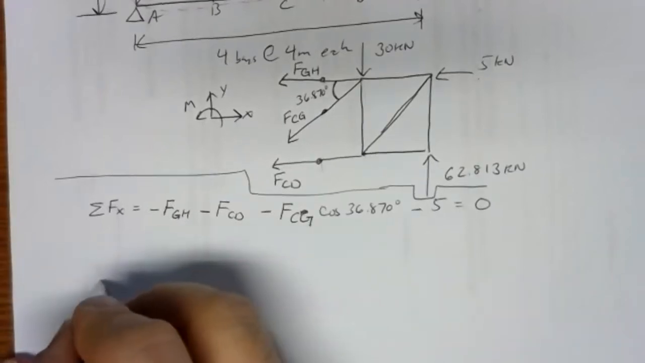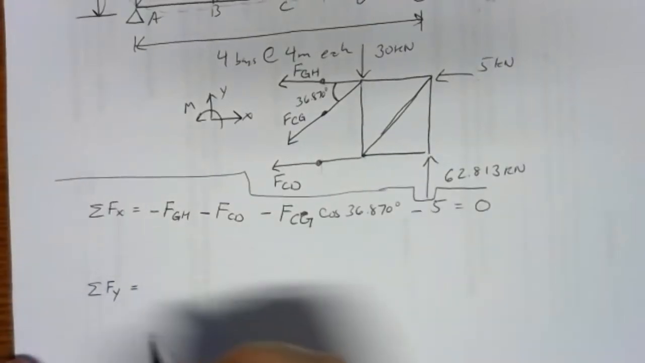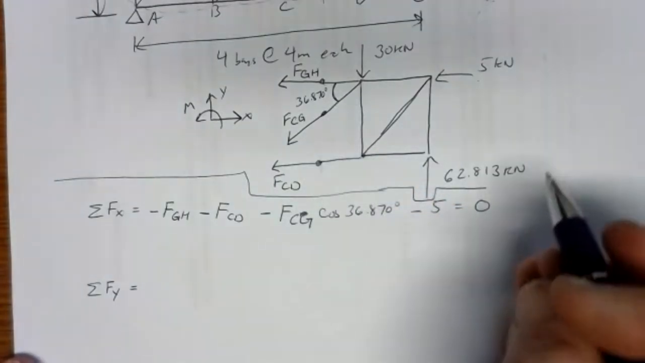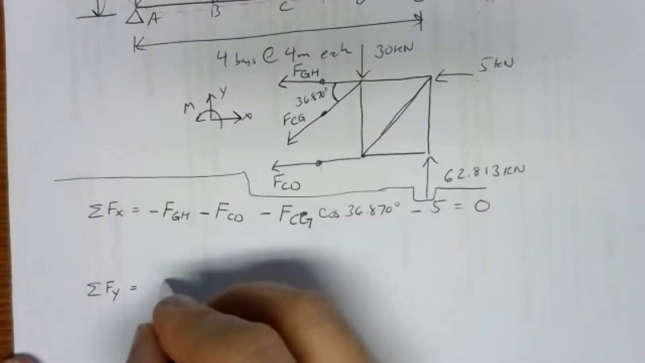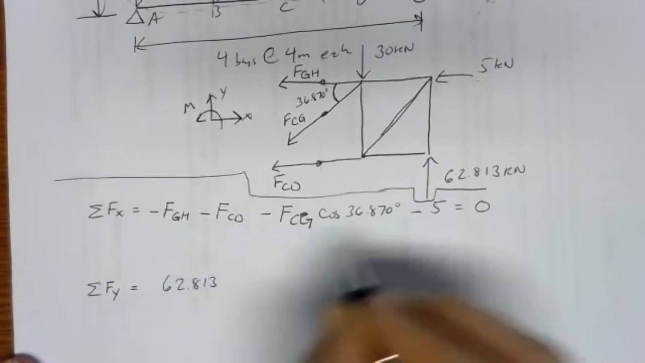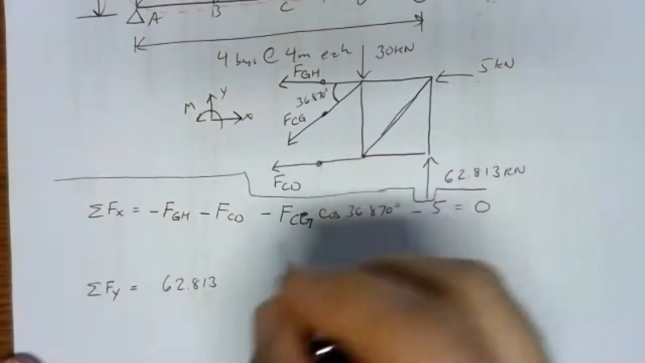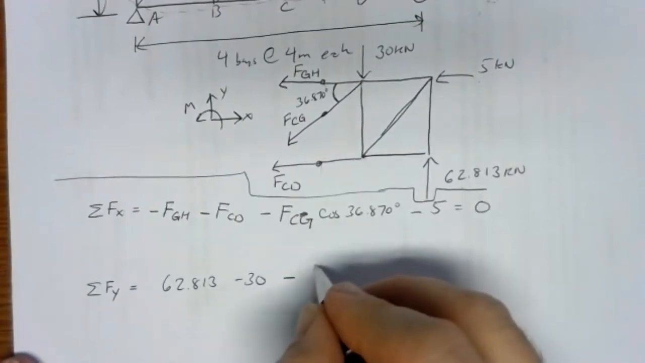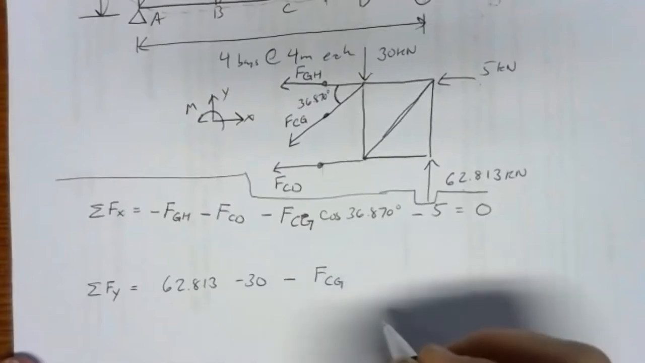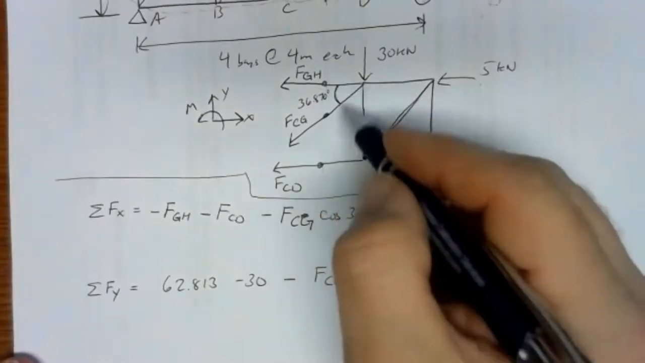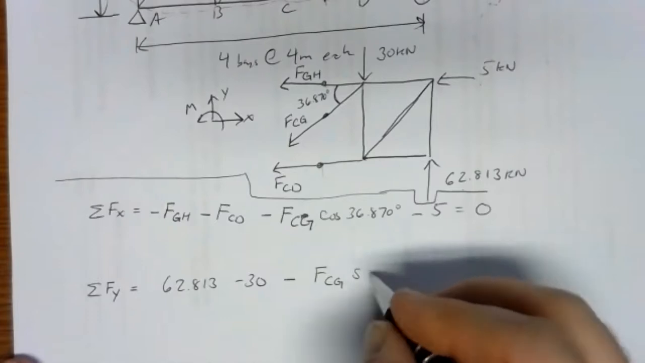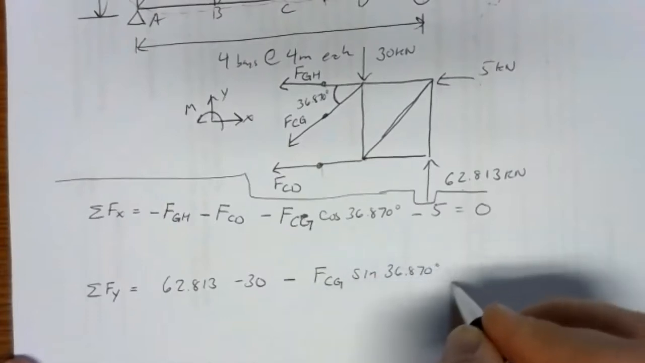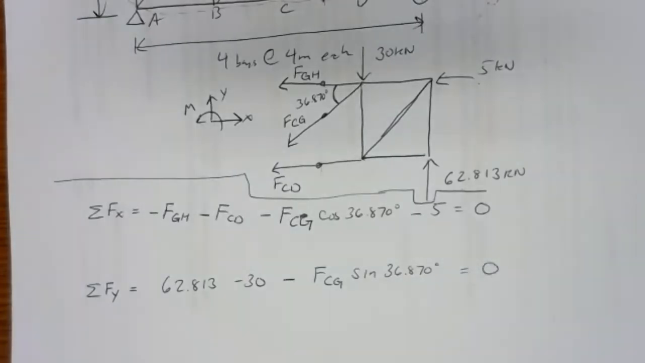Our y direction sum, usually simpler since we only have one member here that's got a y component. That's an unknown. We've got a positive 62.813 kilonewtons pushing up. We've got a negative 30 kilonewtons down. And then we've got a piece of FCG down, and that'd be the opposite side, vertical side, that'd be the sine, 36.870 degrees. So that's our y direction equation.